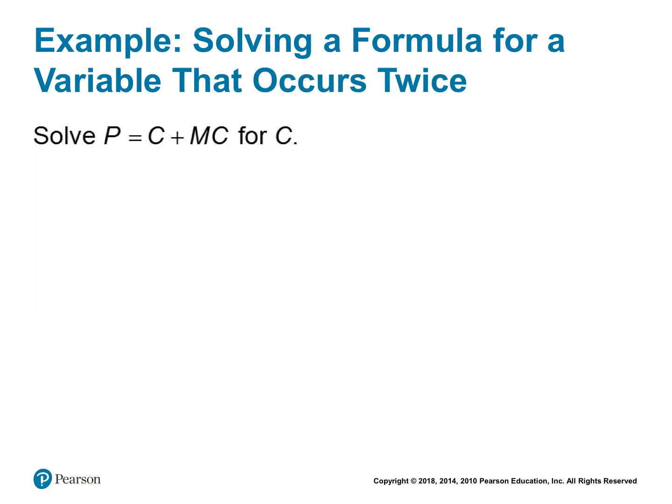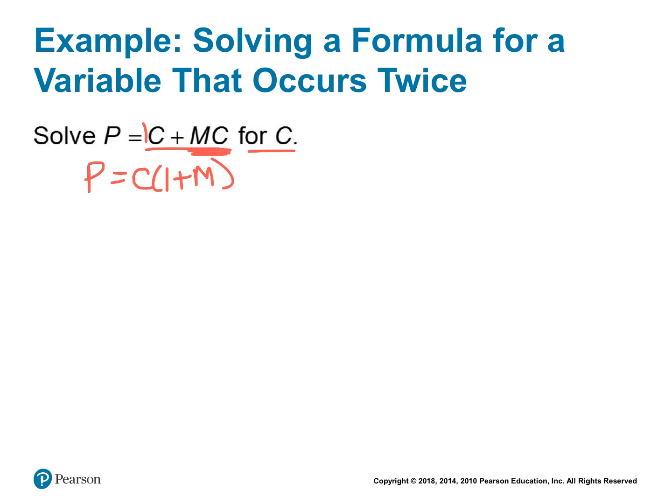Okay, last example. Solve P equals C plus M times C for the C. Now here's the issue on this one, that C is stuck with both of these. But you could factor this C out, because really this is just saying 1C. So if I pull the C out, I'm left with 1. If I pull the C out of this part, I'm just left with M. Equals, the P is still on the other side.